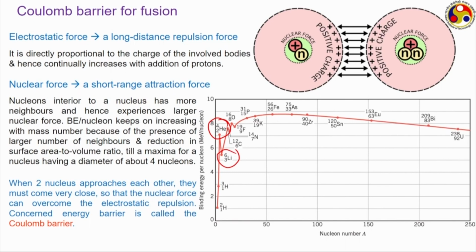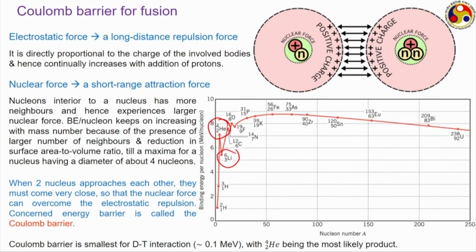So, when two nuclei approach each other, they must come very close, so that the nuclear force can overcome the electric repulsion. The corresponding energy barrier which the deuterium and tritium nuclei have to overcome is known as the Coulomb barrier. The Coulomb barrier is smallest for deuterium-tritium interaction, something like 0.1 MeV, one reason being their small binding energy per nucleon, but 2He4 is the most likely product of such a reaction, because of its high binding energy per nucleon.